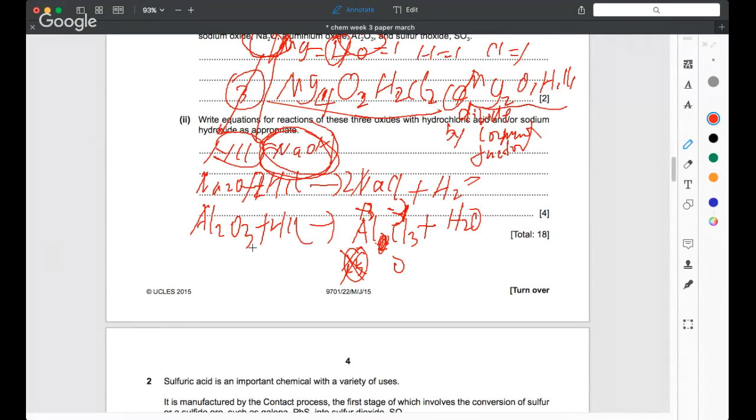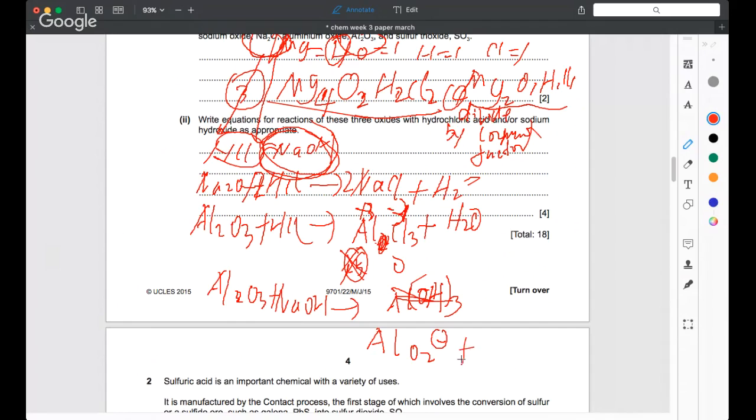So how does it react with sodium hydroxide? It's going to be Al, OH, 3, right? This is just something you have to remember. Basically, aluminium oxide reacts with this and you get AlO2 minus plus H2O plus sodium cation.